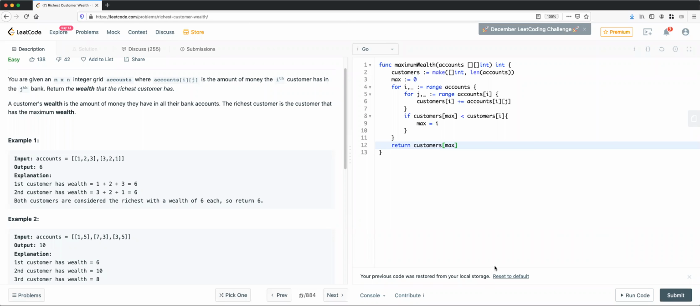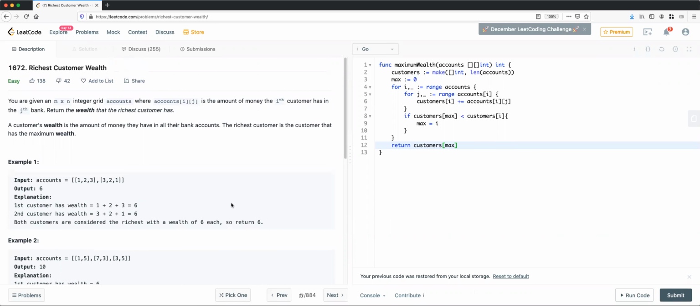Hello, everyone. So today, this problem is just trying to find who is the wealthiest, right? In an M by N two-dimensional array. So basically, you are given an m times n integer grid accounts, where accounts[i][j] is the amount of money the ith customer has in the jth bank. Return the wealth that the richest customer has.